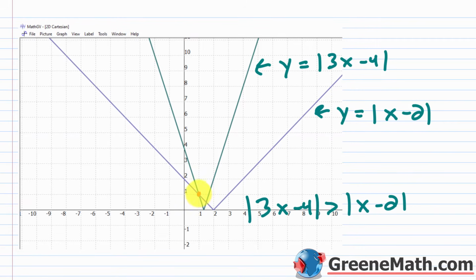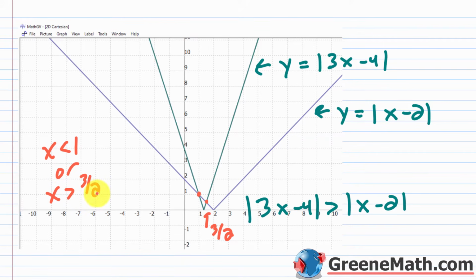So we have this 1 right here in terms of the x value. That's where the function values would be equal. And then you have this other crossing point, which is going to be 3/2. Remember, everywhere to the left of 1 in terms of the x value, the green graph is above the purple graph. And everywhere to the right of 3/2, the green graph is again above the purple graph. So graphically, the solution is x is less than 1, or x is greater than 3/2.